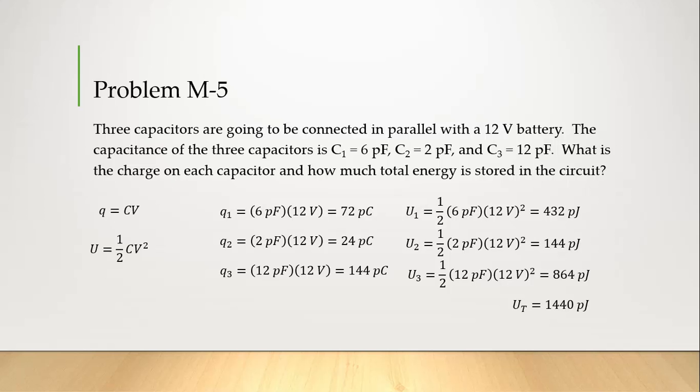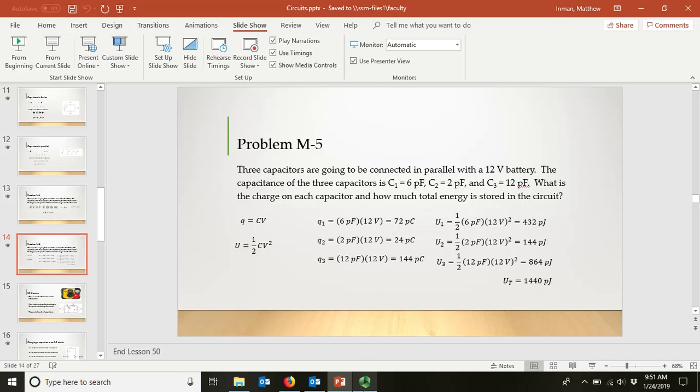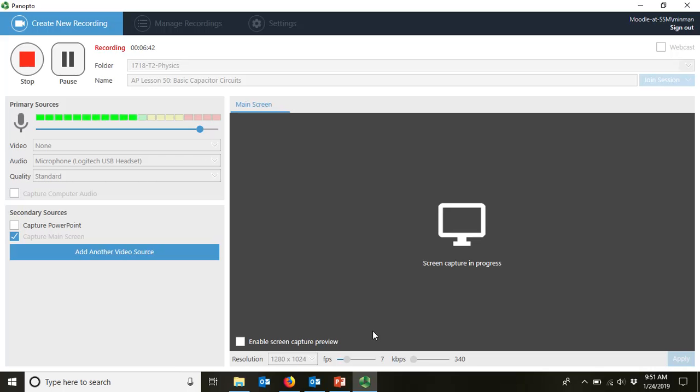So the thing to point out with simple capacitor circuits is that there are some relationships with series and parallel circuits that are very simple. They look very similar to our relationships with simple series and simple parallel resistor circuits. In the next couple of lessons we're going to look at what happens if we start to mix resistors and capacitors together. What happens in those types of circuits?